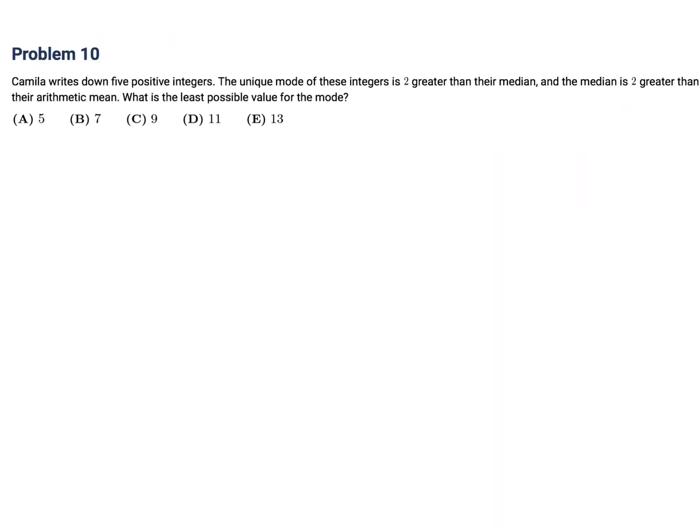Camilla writes down 5 positive integers. The unique mode of these integers is 2 greater than their median, and the median is 2 greater than the arithmetic mean. What is the least possible value for the mode?